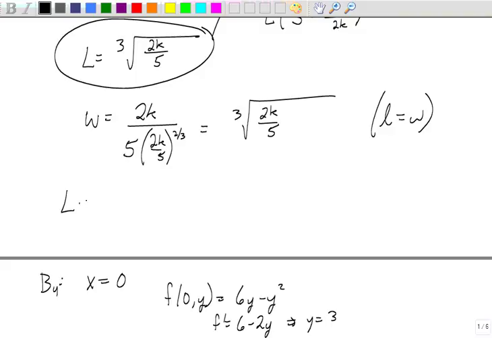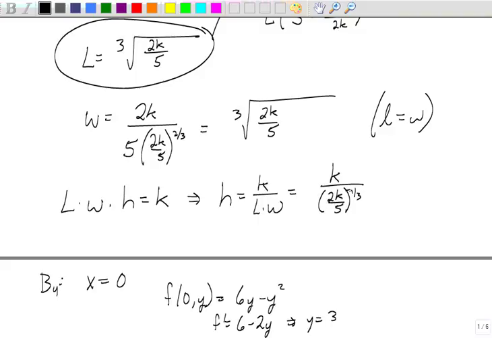Then, since we know the volume is length times width times height, and that's equal to K, we know H is K over L times W. If we substitute these back in, we have K over (2K over 5) to the 1/3, and then we square it, so that's to the 2/3. And when we simplify that, we get K to the 1/3 times 5/2 to the 2/3.